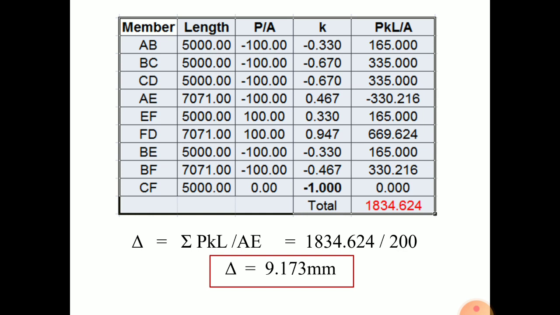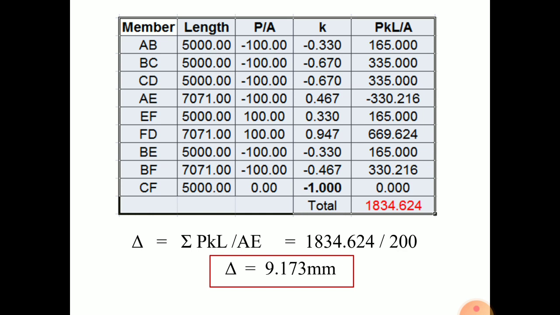So deflection at C will be equal to sigma PKL by AE. P is the force in the member due to applied load. K is the force in the member due to unit load at C. L is the length of the member. A is the cross-sectional area of the member, and E is the Young's modulus of elasticity.